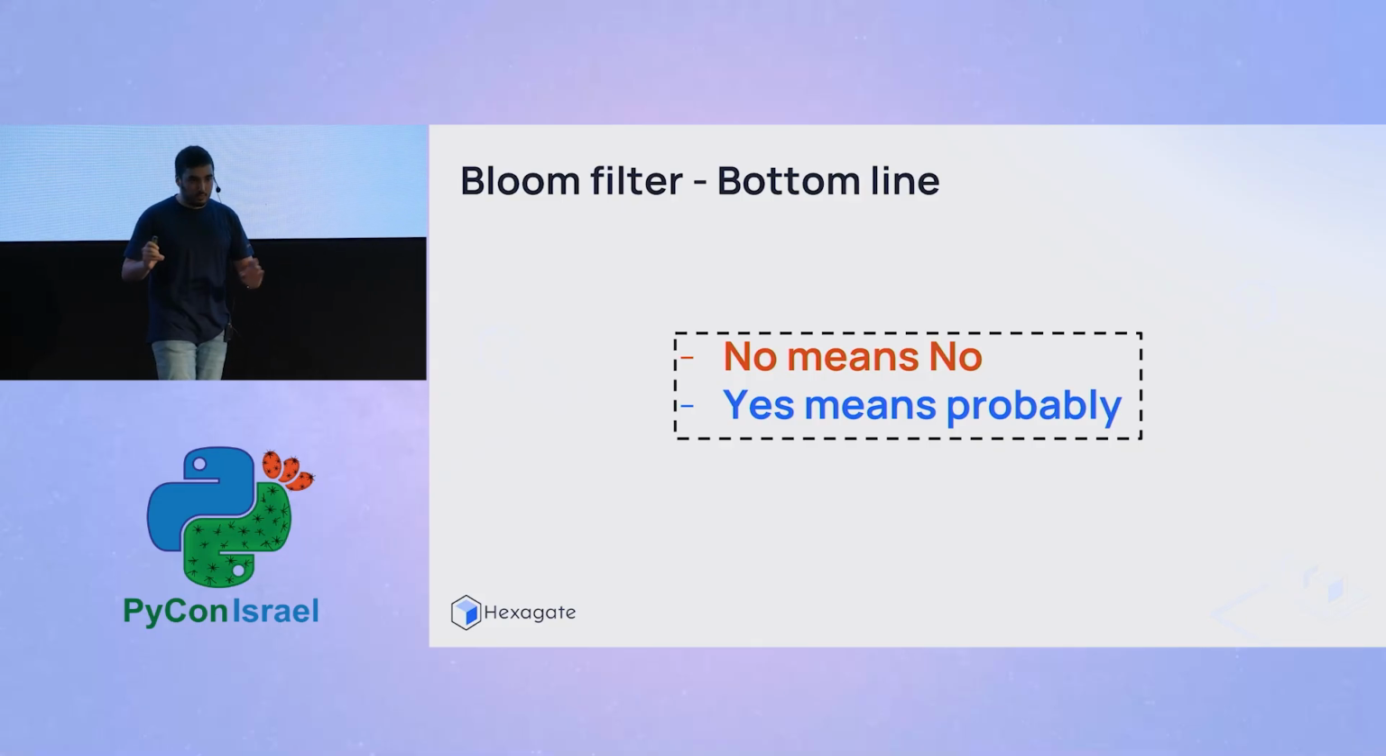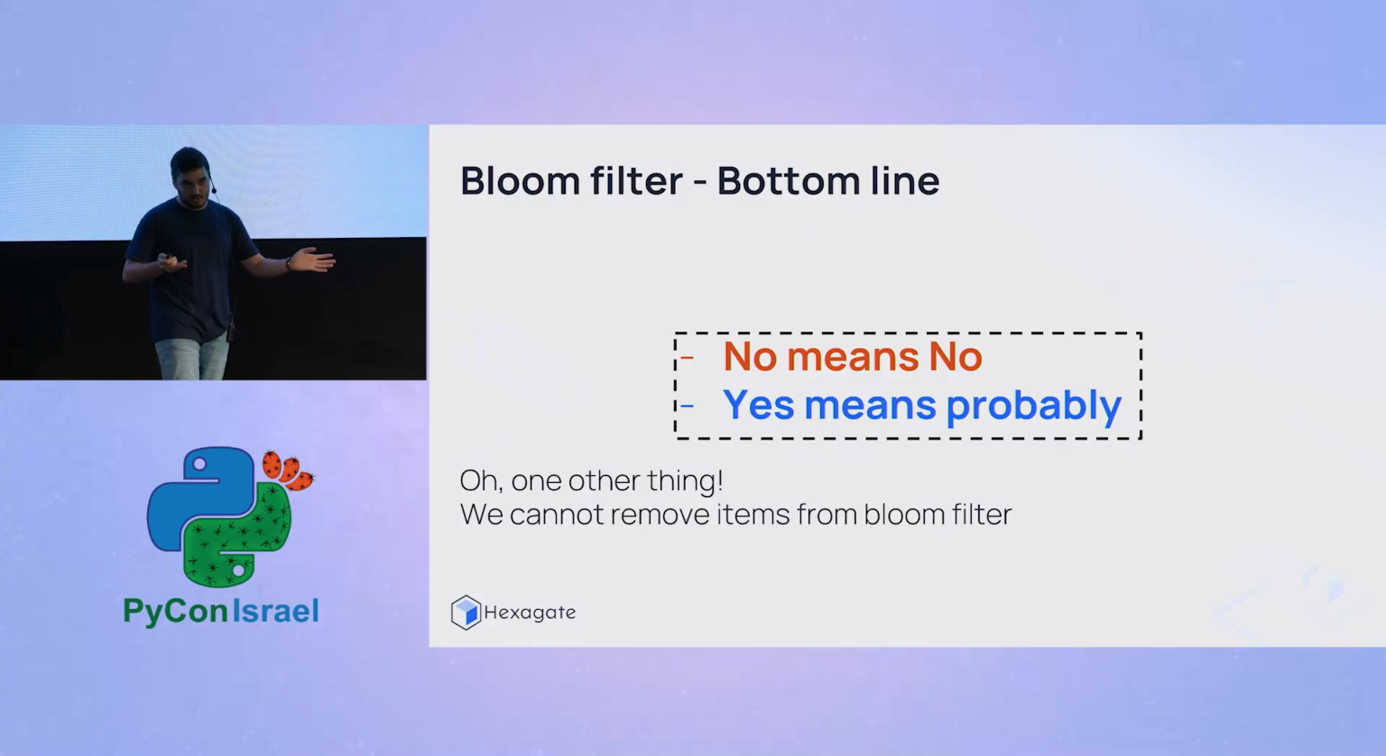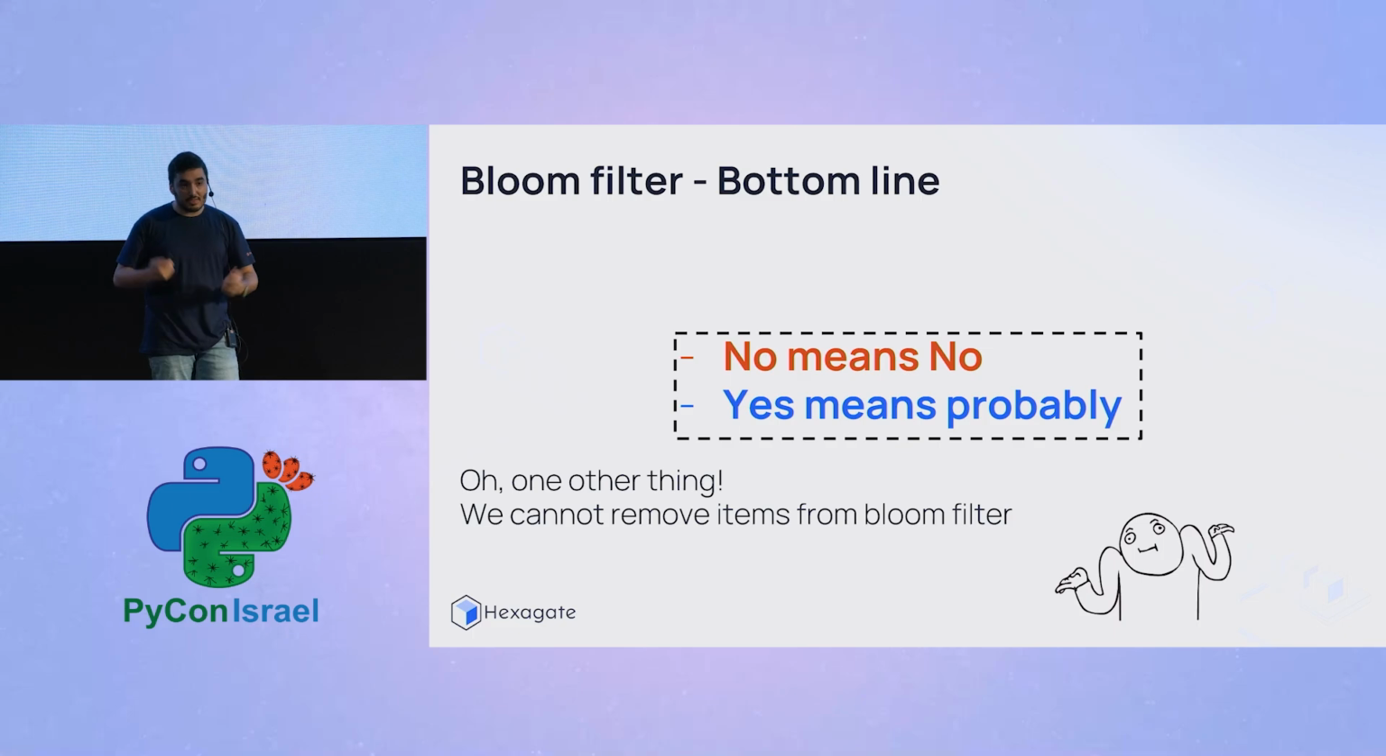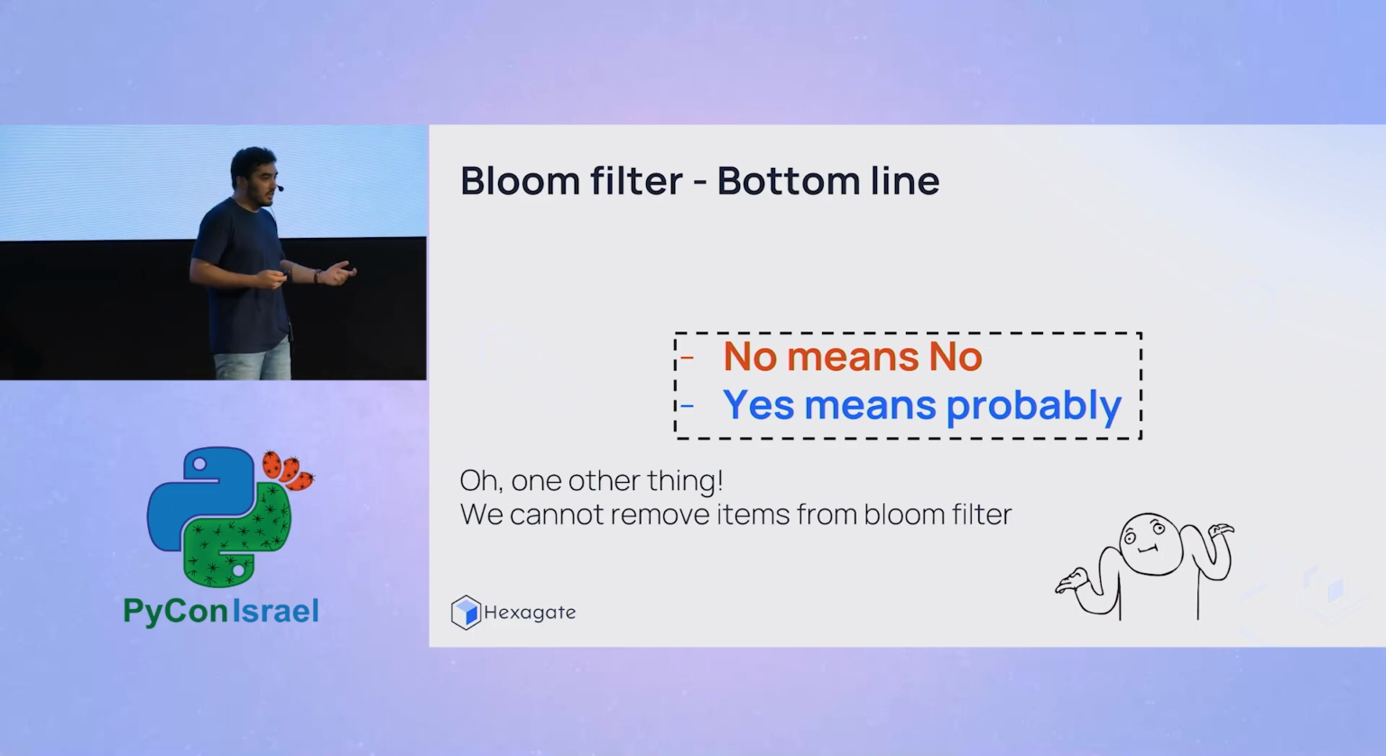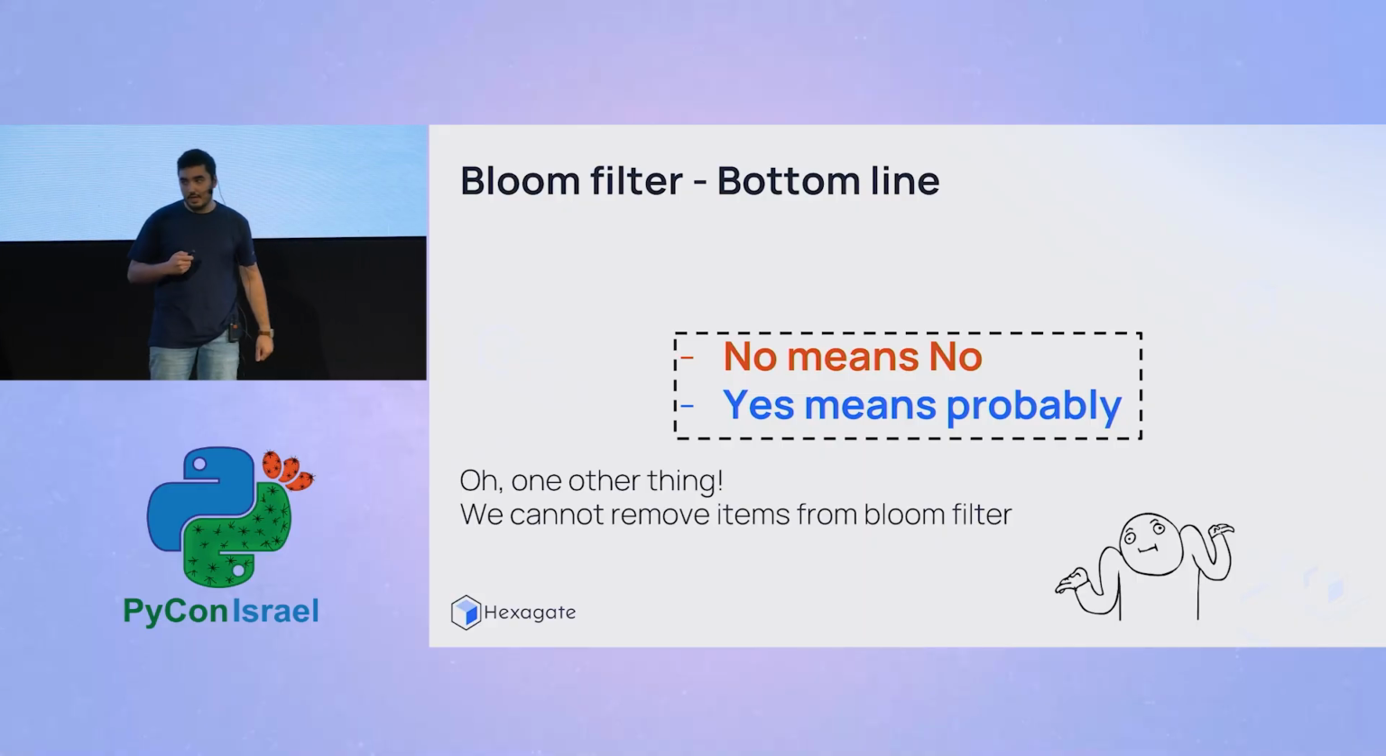And one thing, if you listen closely about the implementation, we cannot remove items from the Bloom filter, but this is totally fine, right? Because if we want to remove an item from the Bloom filter, we could expect a higher rate of false positives, but we do check the database. We could refresh the Bloom filter every now and then.